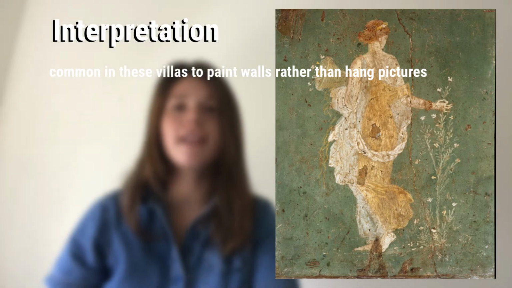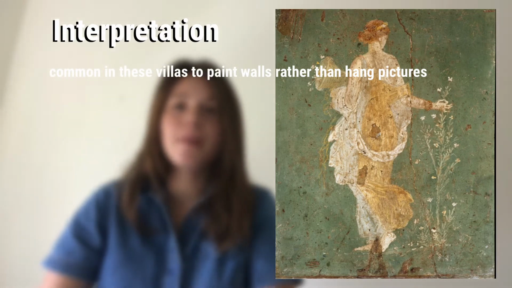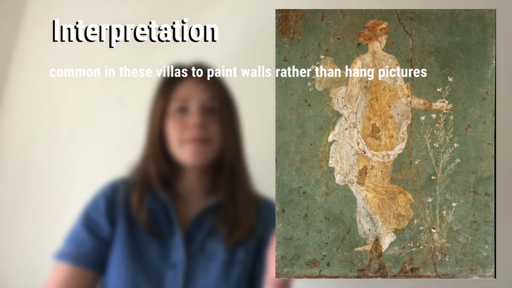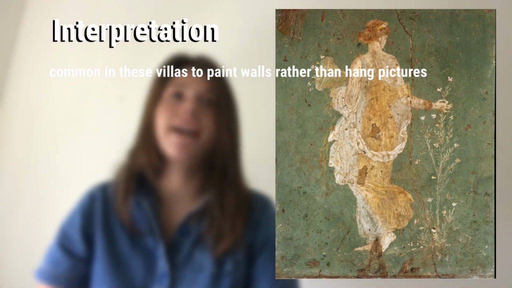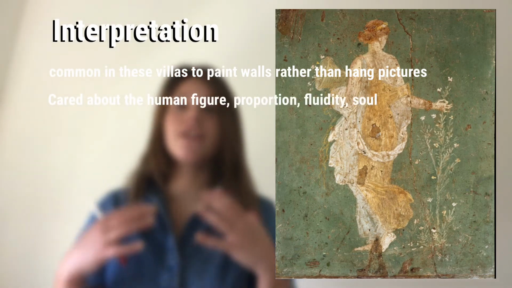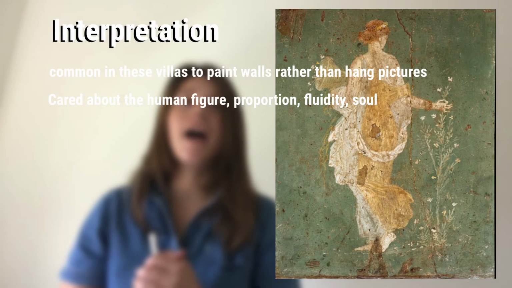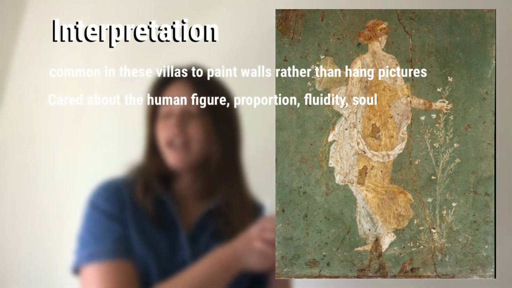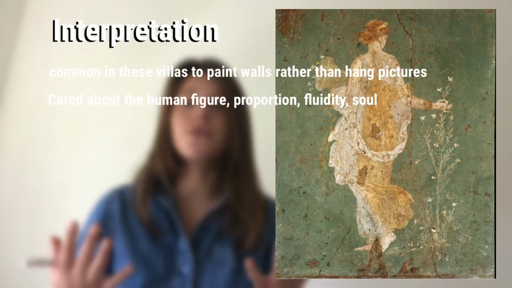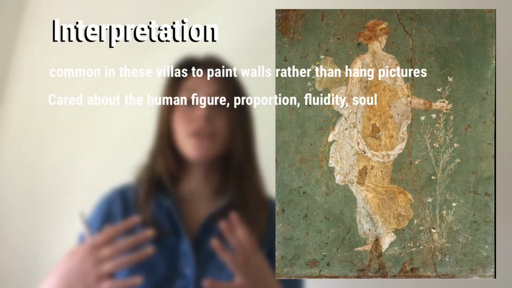You can tell that this fresco is from the Greek period because as they moved out of Egyptian times and into Greek times, they started to care more about proportion and the fluidity and the soul of a painting, which you can tell from the maiden as she just exudes a sense of grace and peacefulness.